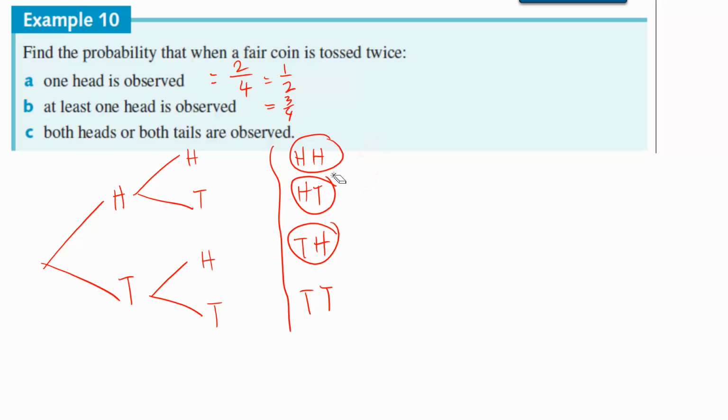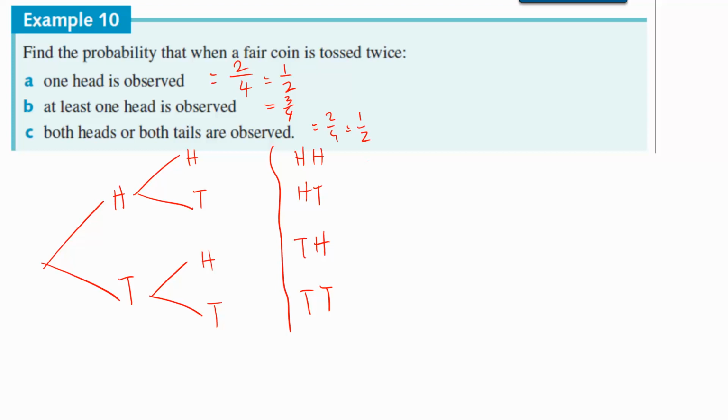Now, the third part: both H's or both tails. What's the chance there? Not 4 out of 4. 2 H's or 2 tails. It says or. So 2 H's, that's 1, or 2 tails. These are the only times that I could have those 2 outcomes. So you would say it's 2 out of the 4, which is half.